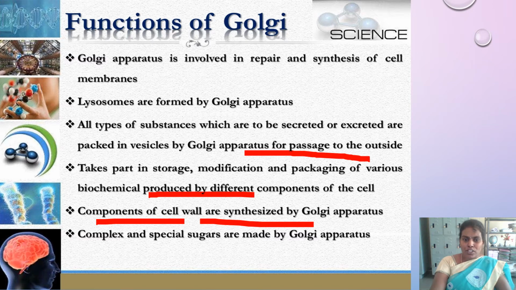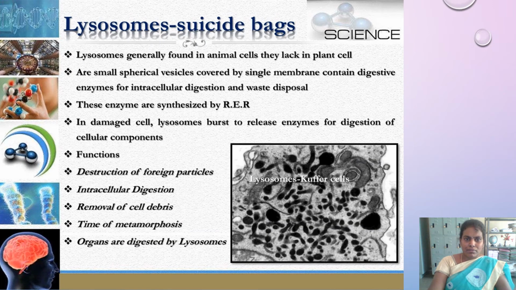Complex and special sugars are also made by the Golgi apparatus. These complex and special sugars which are required by the cell are made by the Golgi apparatus. Let us understand one more cell organelle. Those are lysosomes. These lysosomes are also called suicide bags.